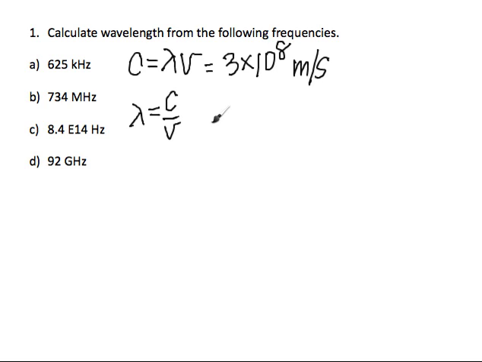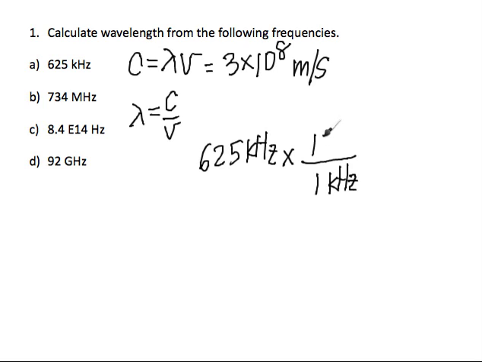So right now for problem A, we have 625 kilohertz. So we need to convert kilohertz into hertz, and we can do this by doing dimensional analysis to make sure that we always keep track of our units. So 1 kilohertz equals 10 to the 3 hertz. 1 kilohertz equals 1,000 hertz. This means that we have 625 times 10 to the 3 hertz. That is the frequency that we are given.